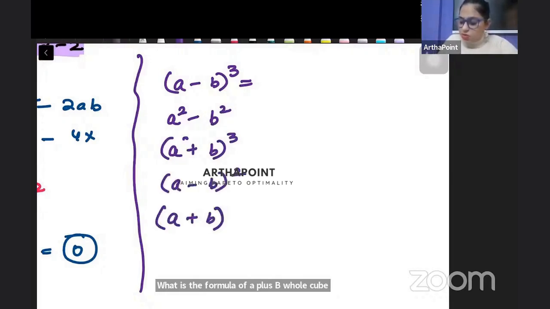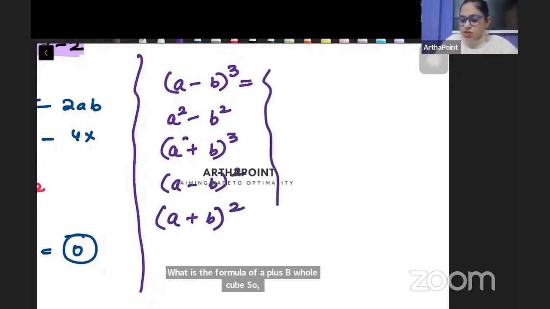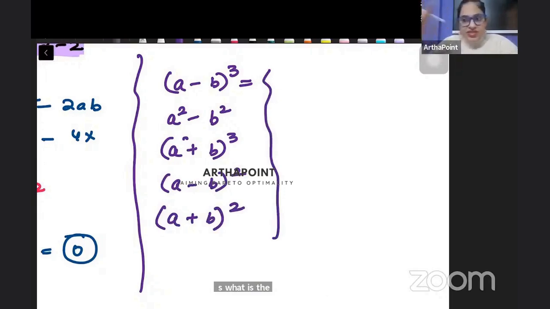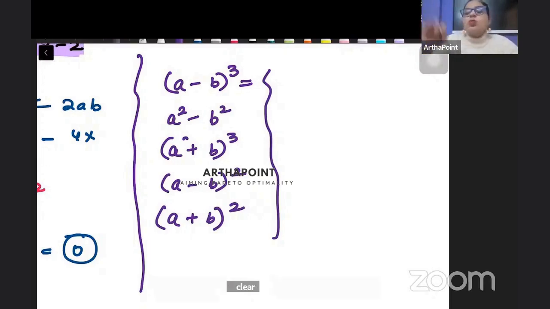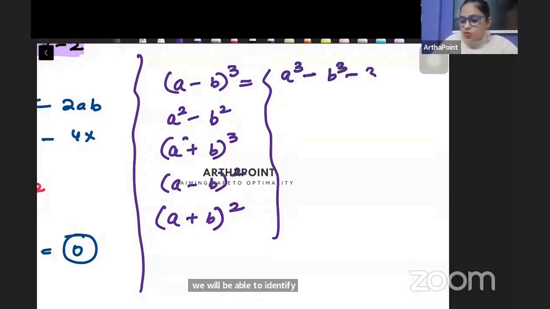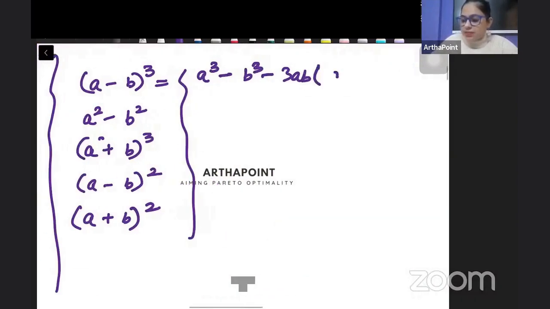तो ये सारे फॉर्मूलाज, what is the formula of a minus b whole square? a plus b whole square. ये सब हमें क्लियर होने चाहिए, so that the moment we see that we will be able to identify कि अच्छा अच्छा अच्छा ये तो a minus b whole cube का फॉर्मूला है, right? So I should be clear that this is a cube minus b cube minus 3ab a minus b.